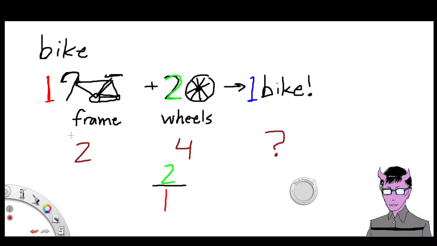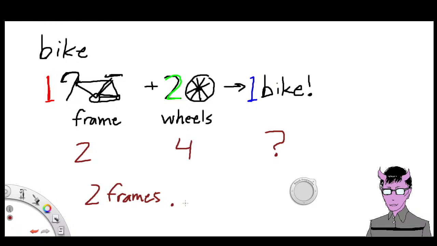So if we're assembling the bikes, let's start with the 2. We have 2 frames. Well, let me put the spacing a little better. Okay, so 2 frames, right? So given that you have 2 frames, how many wheels will you need to use those 2 frames?